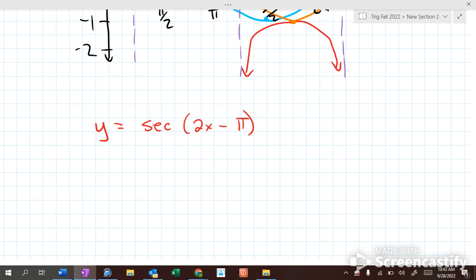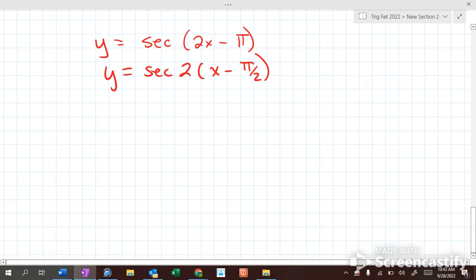I got an issue with this one. What's my issue with this? You don't want the number right next to the x. The number has to be on the outside of parentheses. So really, I'm going to graph y equals secant of 2 times x minus, if I factor out a 2, I'm dividing by 2, so it'd be pi over 2.